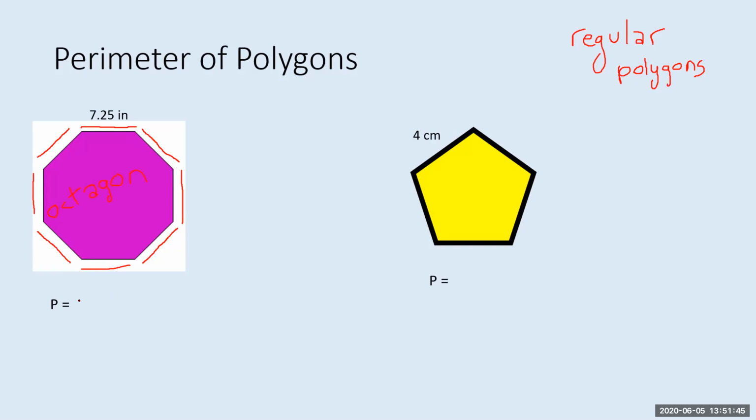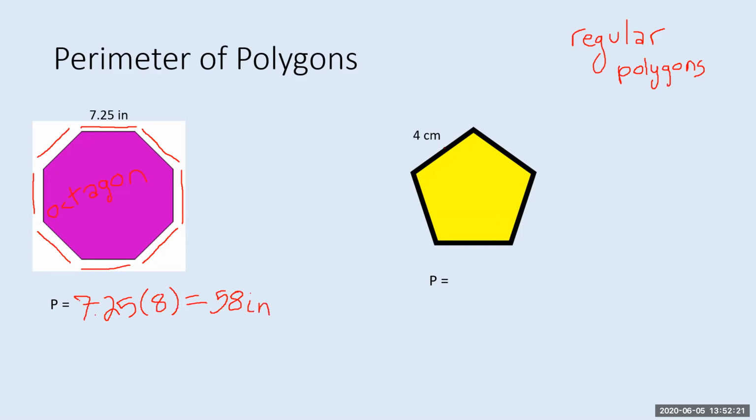I could either add up all of those sides, or I could take a little shortcut just by multiplying. So 7.25 inches times 8 equal sides will give me a total length around this shape of, let me double check my math here, 58 inches. So the perimeter of this octagon is 58 inches.